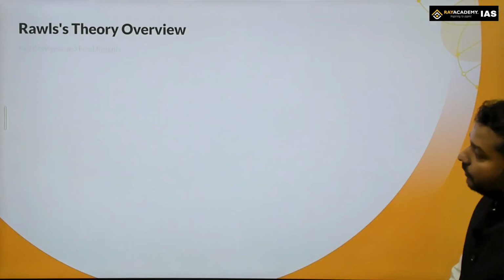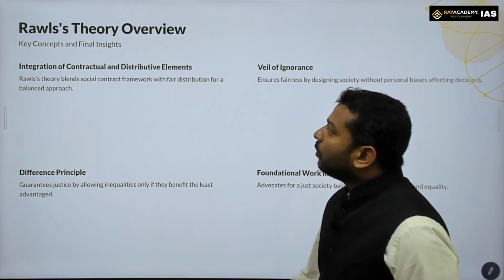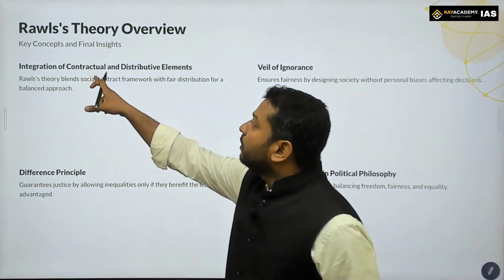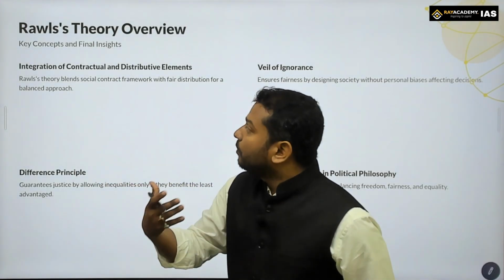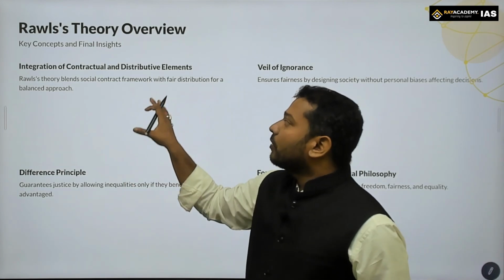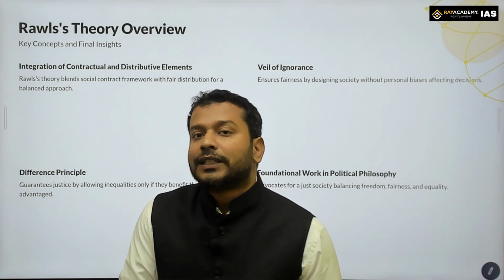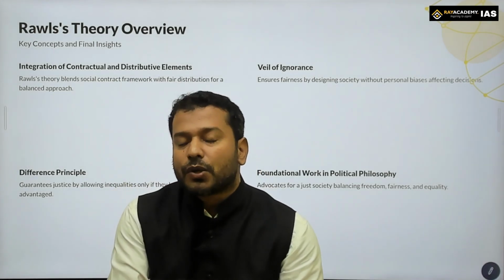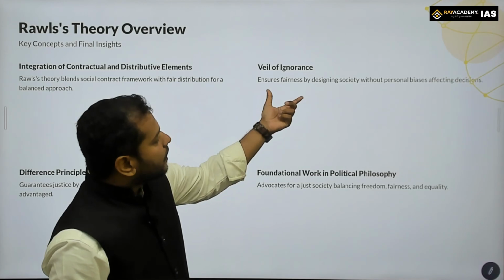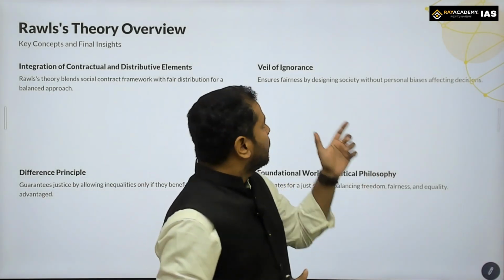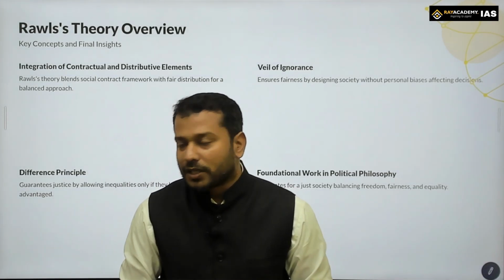So students and friends, the final insight, if we look into it: one is that there should be integration between contractual and distributive elements. We need to have contractual elements as well as distributive elements. That means the social contract framework which John Rawls is talking about also needs to incorporate the distribution or allocation of resources so that they can work together. At the same time, the veil of ignorance concept ensures fairness without any personal bias, because nobody knows their status.